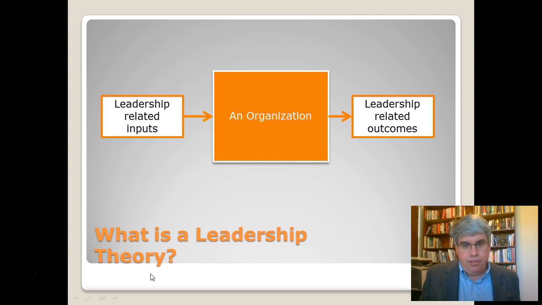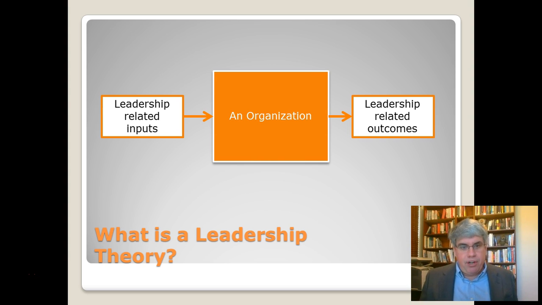Now, in order to do this, we need to understand what a leadership theory is. So in this illustration here, we've got an organization. And there's some leadership-related inputs. Those are things that leaders can do. They can be things in the environment that might affect an organization and the people in the organization. And then we've got some leadership-related outcomes. Maybe that's what we consider good leadership. Maybe it's how the leader responds to problems. Maybe it's how well the workers produce something, how well they do their task. Maybe it's how happy people are, or how good the relationship between the leaders and the followers is. It can be any of a lot of different things.